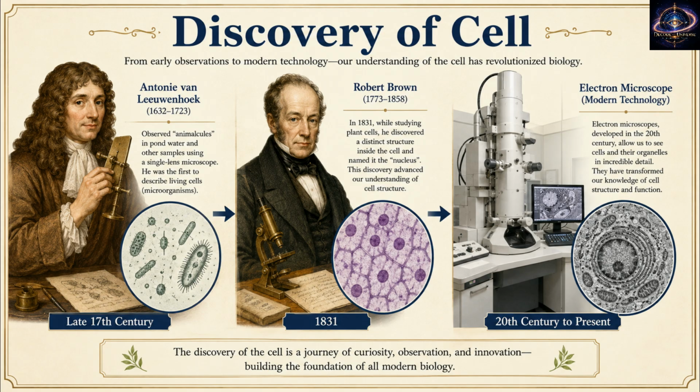Part 4, Overview of Cell. A typical cell has 3 main parts. 1. Plasma membrane. 2. Cytoplasm. 3. Nucleus or genetic material. Plant cells have cell wall outside the plasma membrane. Animal cells do not have cell wall.